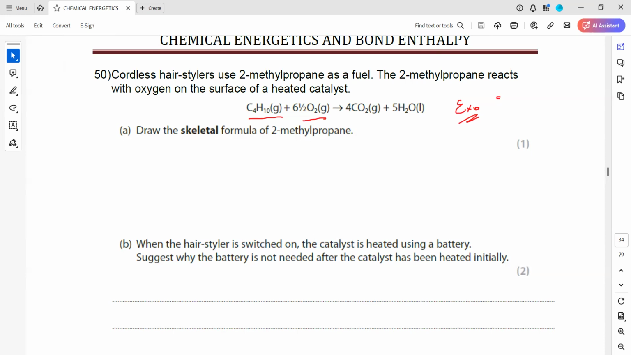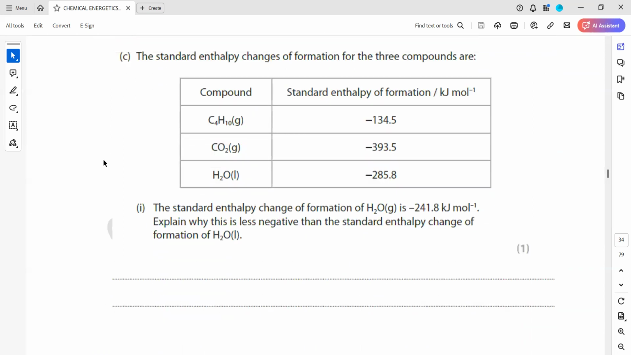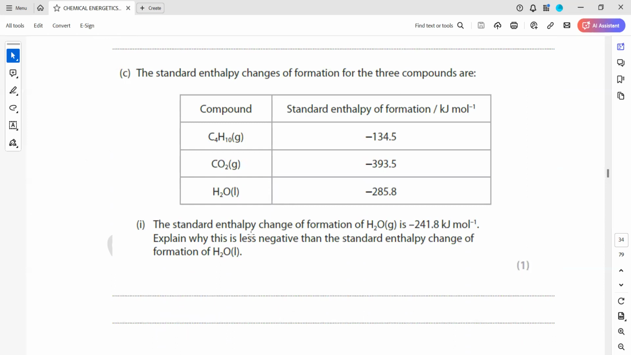So when the reaction is exothermic, it releases the energy. So the point you have to mention is that the reaction is exothermic, and exothermic reactions give out energy. And as a result, it will heat up the catalyst. So initially we need the battery to heat up the catalyst, but once the reaction has started, the reaction itself is producing enough energy, so we don't need any battery for continuation.